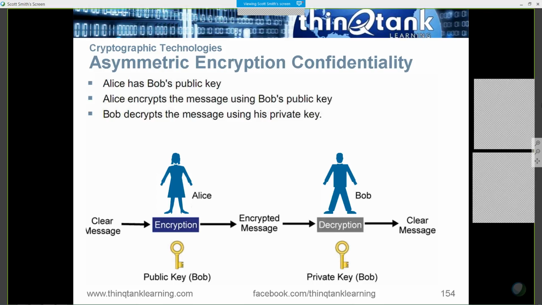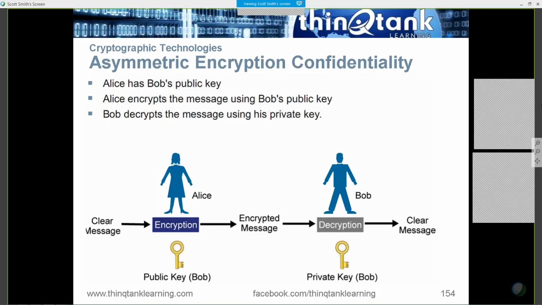This is how SSL and HTTPS works. When you connect to a web server, the web server announces its public key to you so that when you send data to the web server, it gets encrypted with that public key, and then the web server decrypts that data with its private key, which nobody knows.